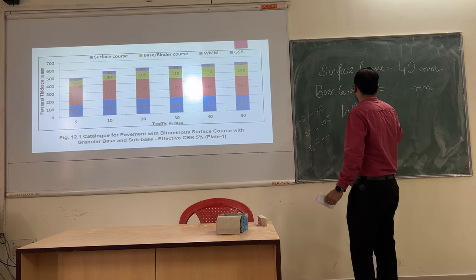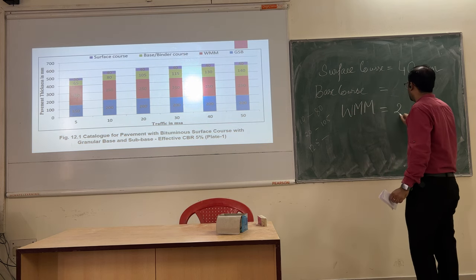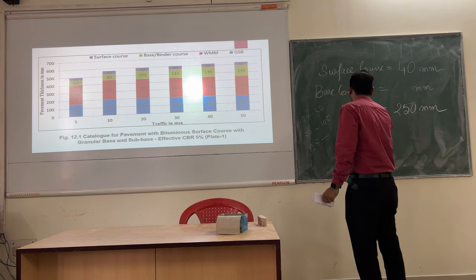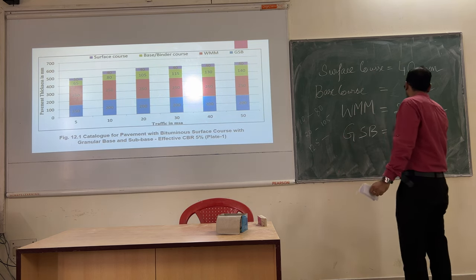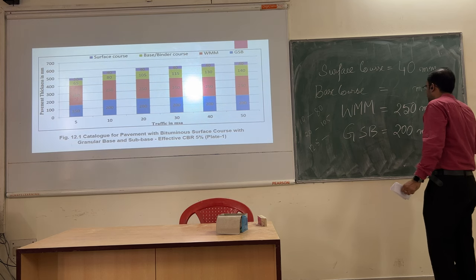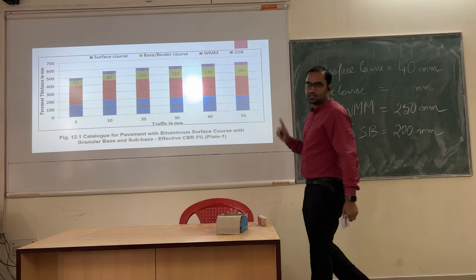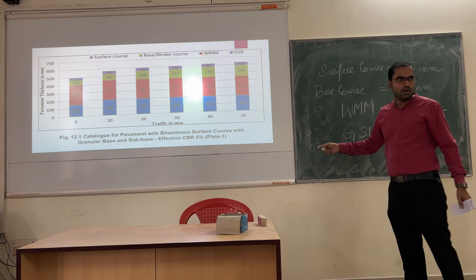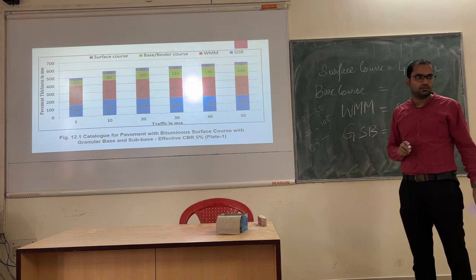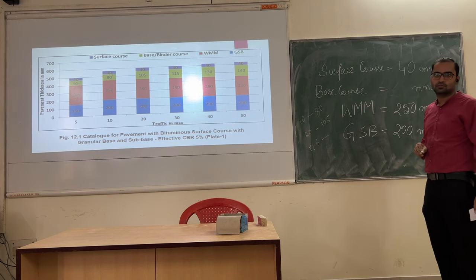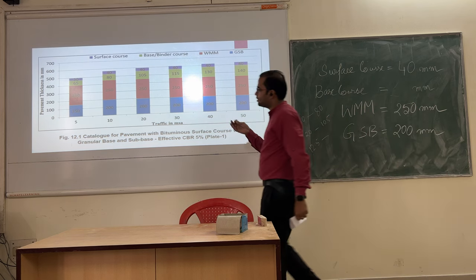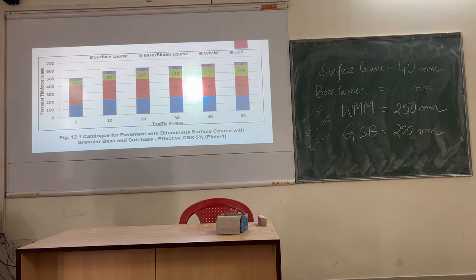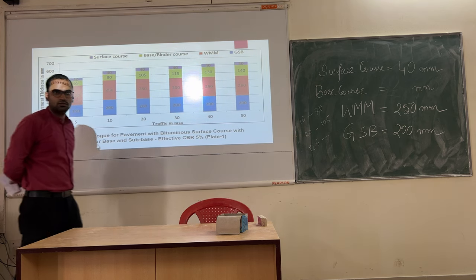Then is your WMM. Here also no interpolation is required, so it will be 250 mm thickness. Then is your GSB, here also it is 200 mm as no interpolation is required. So what is the thickness for this much layer? Is your MSA. Calculate and tell what is the value. You have a calculator, so you can calculate.